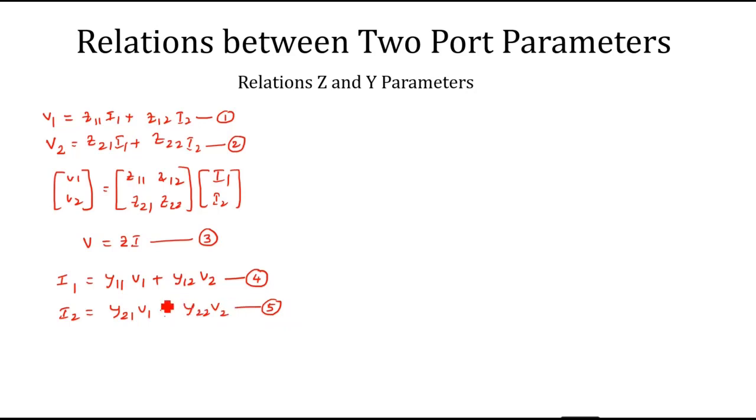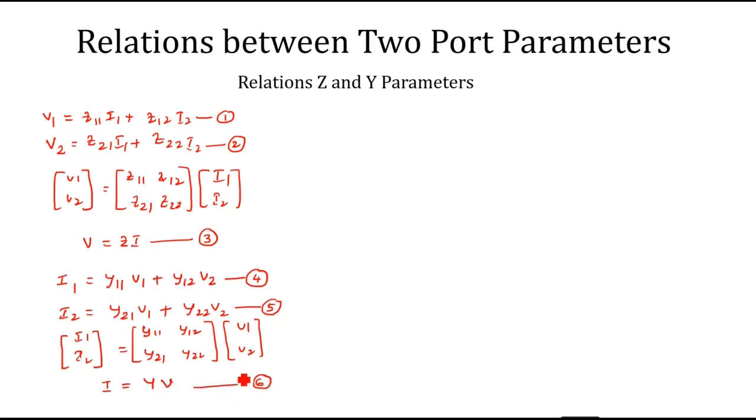Represent equations 4 and 5 in matrix form. I1, I2 equals Y11, Y12, Y21, Y22 into V1, V2. In general, this matrix form is represented as I equals Y into V. Call this equation number 6.